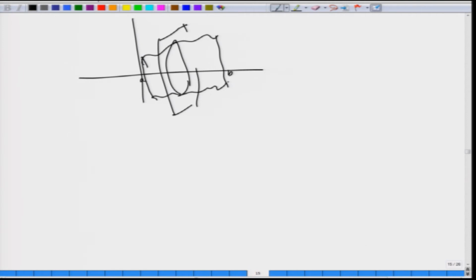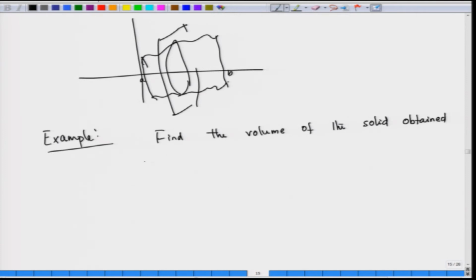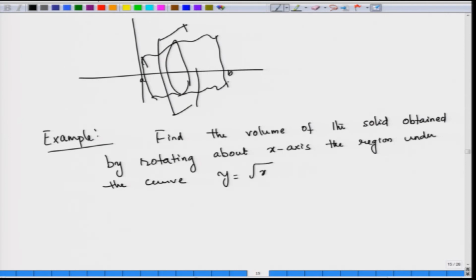So, let us take a concrete example. Find the volume of the solid obtained by rotating about the x axis the region under the curve y equals square root of x from 0 to 1. So, what is it?